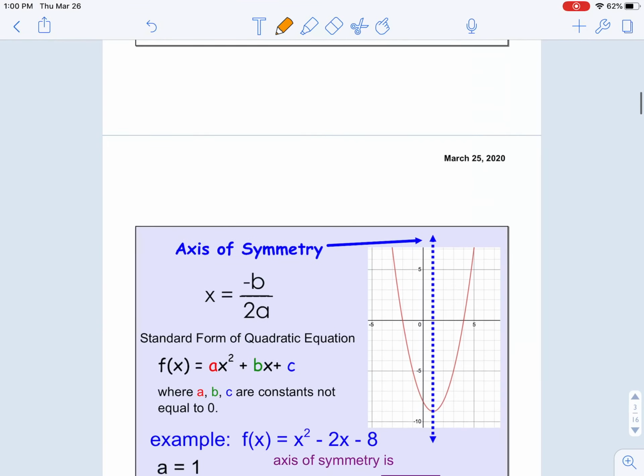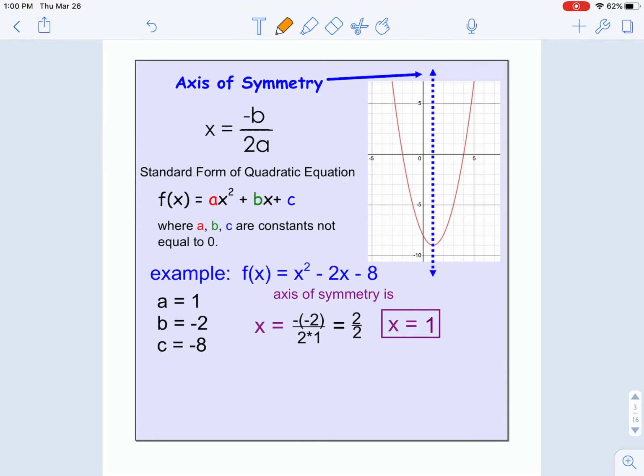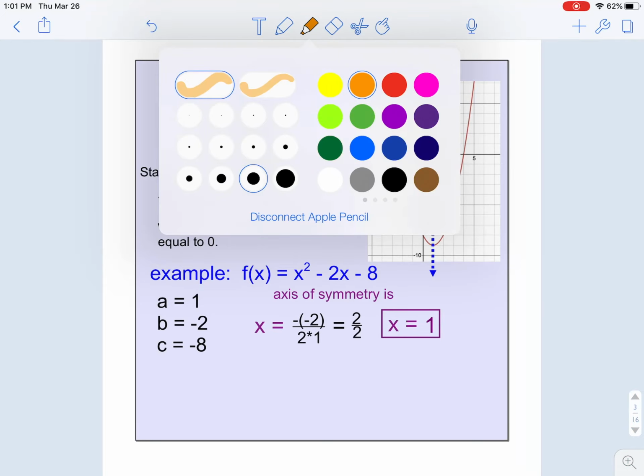All right, so now what if we don't have a graph? What if we are just dealing with an equation? I put the graph here so we can visually see it, but we don't need the graph. First, the easiest place to start is trying to find our axis of symmetry. That line that cuts our graph right in half, we can find with x equals negative b over 2 times a.